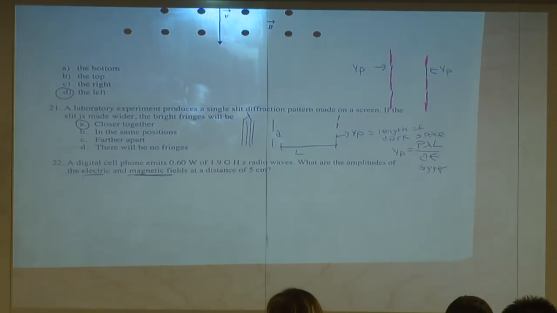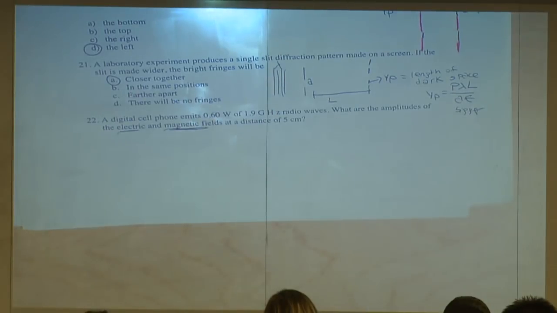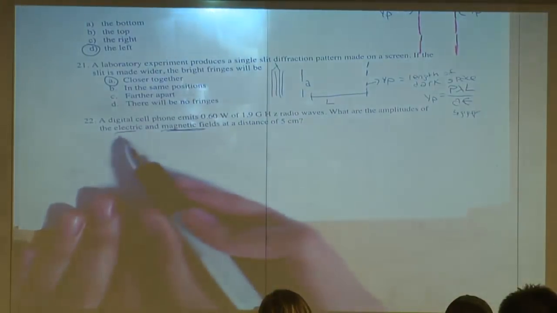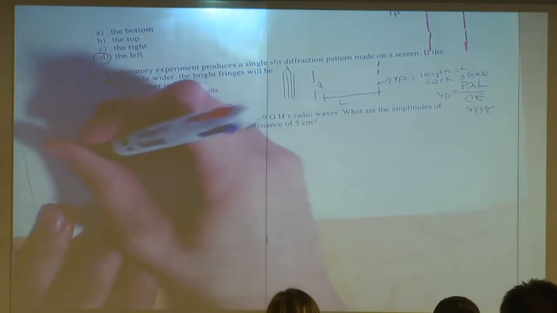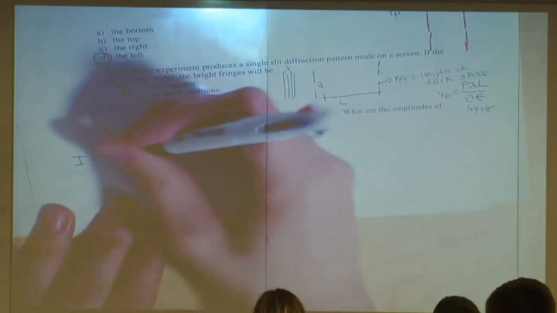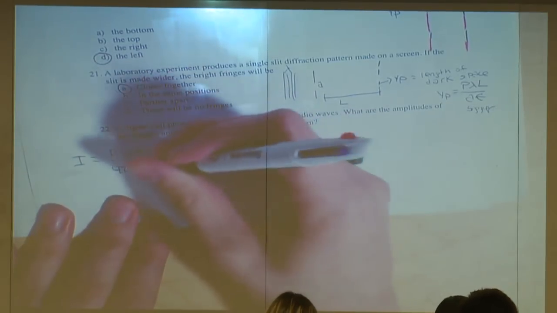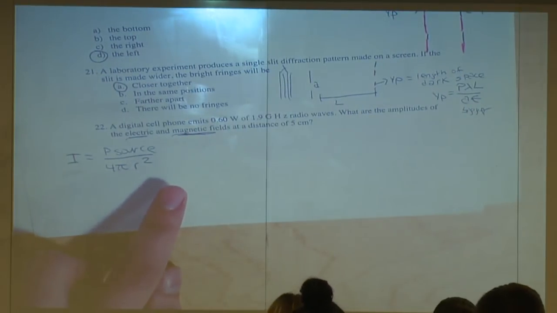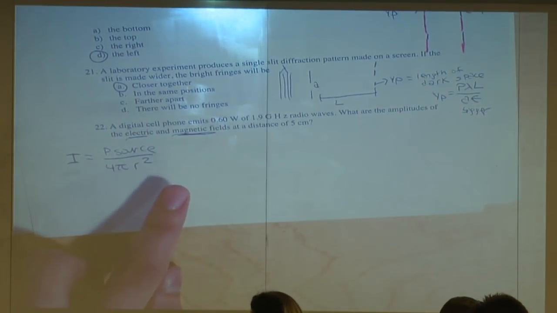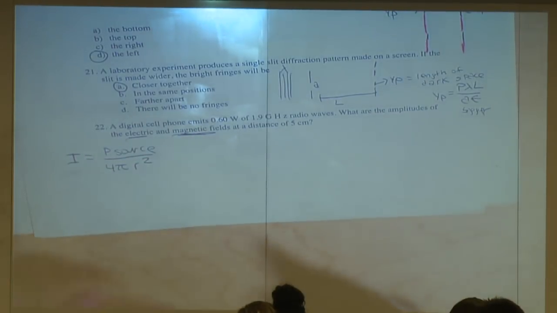Okay. So number 22. I already read it, so I won't read it again. I already said that whenever you're being asked about the electric and magnetic fields, always think of the intensity equations. She gives you 3 of them. P source over 4 pi r squared is one of them. For this one, we're just going to use this equation, because the other intensity ones require you to already know the electric and magnetic fields, but for this one we have enough to use this equation.